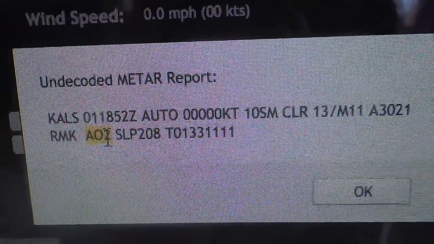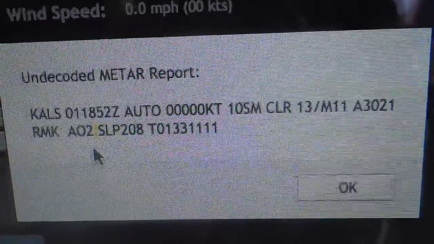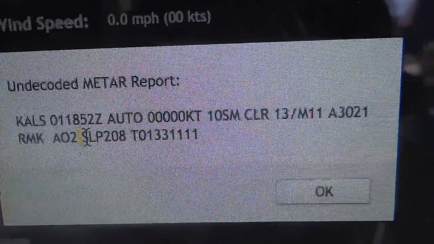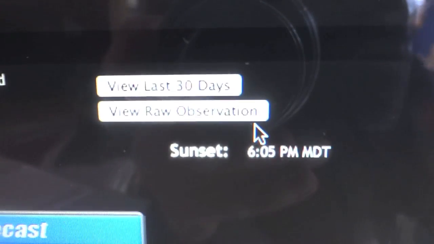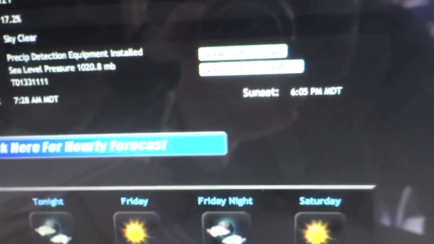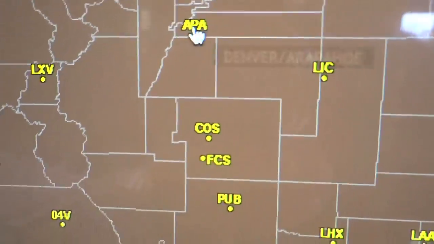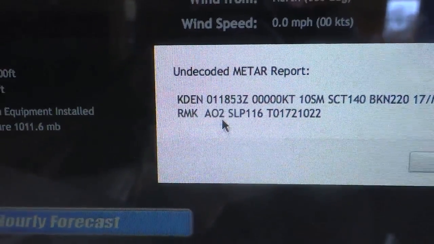That is the type of observation, the type of equipment doing it. If there's a human augmenting it, we would have an A after the 2, sea level pressure, and then continuation of the remarks. If we look at what it used to be, and in fact, let's go to another site, because I'd like to look at Denver. They're in a very similar situation. We'll come up to Denver, and we'll look at their raw observation, and it's still automated.